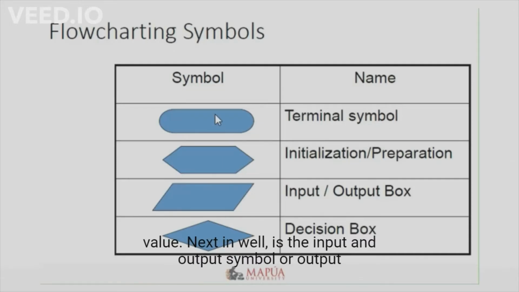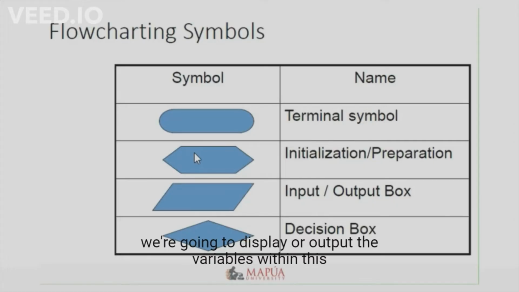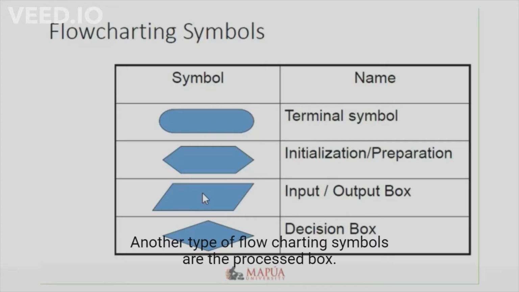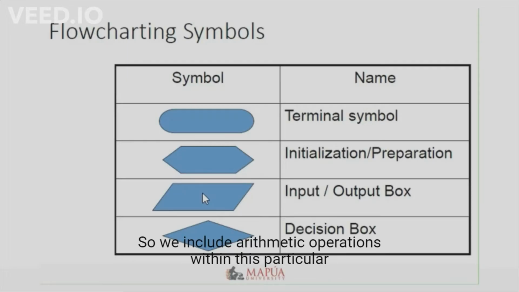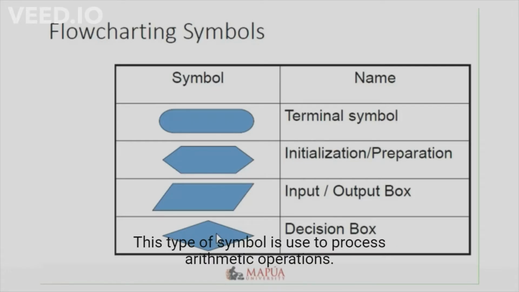The next symbol is the input and output symbol, or input/output box. Here we include our input values and we display or output the variables within this particular symbol. And we have another symbol, we call it the decision box. A decision box handles conditions. Another type of flowcharting symbol is the process box. We include arithmetic operations within this symbol. Let's say, for example, if you want to get the sum of all numbers, we need to use this type of symbol. This symbol is used to process arithmetic operations.